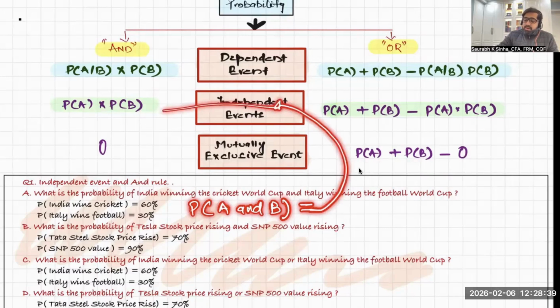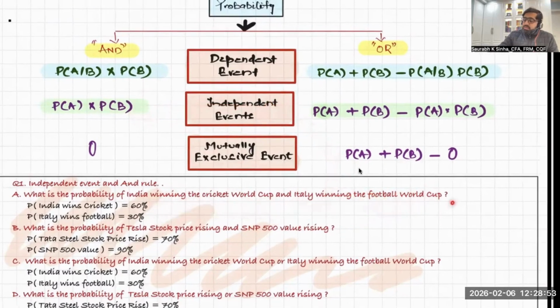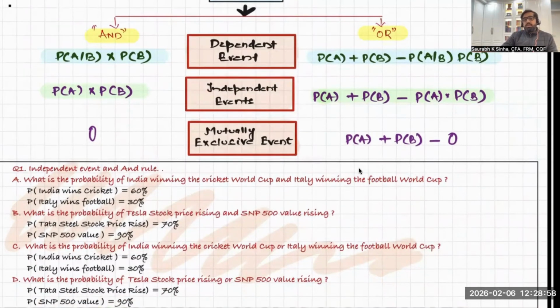Because they're independent events, you will use the formula probability of A, which is the pure probability of A, into probability of B, which is the pure probability of B. Do we have these probabilities mentioned? Yes, 60%, 30%. So the answer would be 18%. Solved. Let's look into the second question.